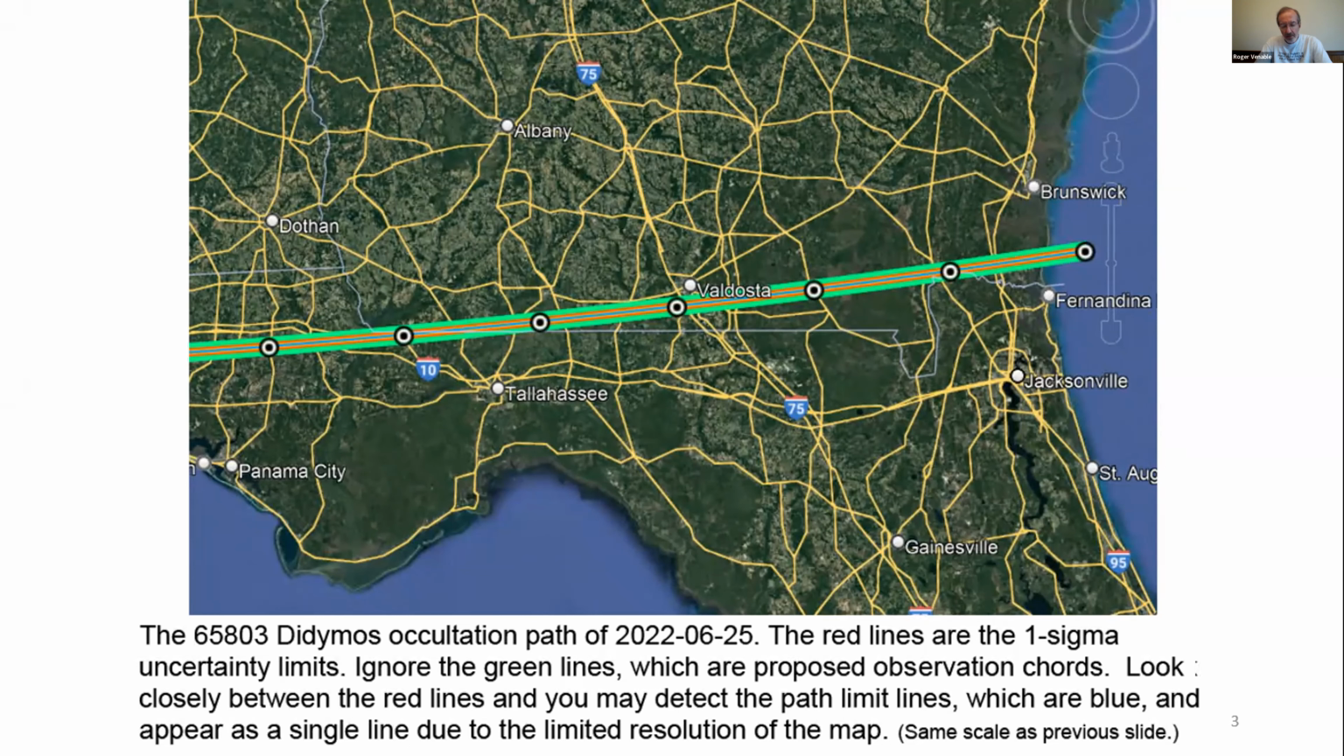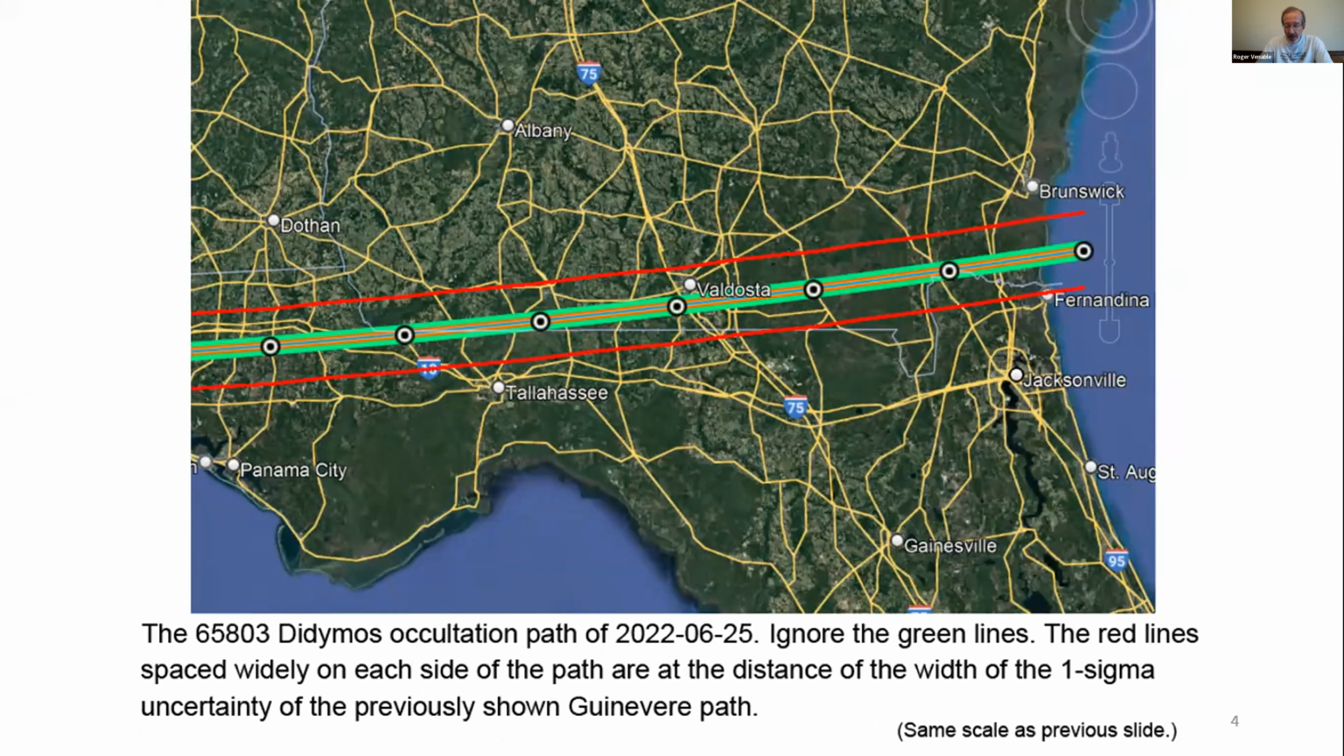Here I have superimposed a couple of red lines that are 20 kilometers from the path edges of the Didymos event. That is, these red lines are spaced the same distance they are spaced for the Guinevere event shown previously. This is simply to display how greatly the path error for a main belt asteroid like Guinevere is likely to exceed that of a near-Earth asteroid like Didymos.